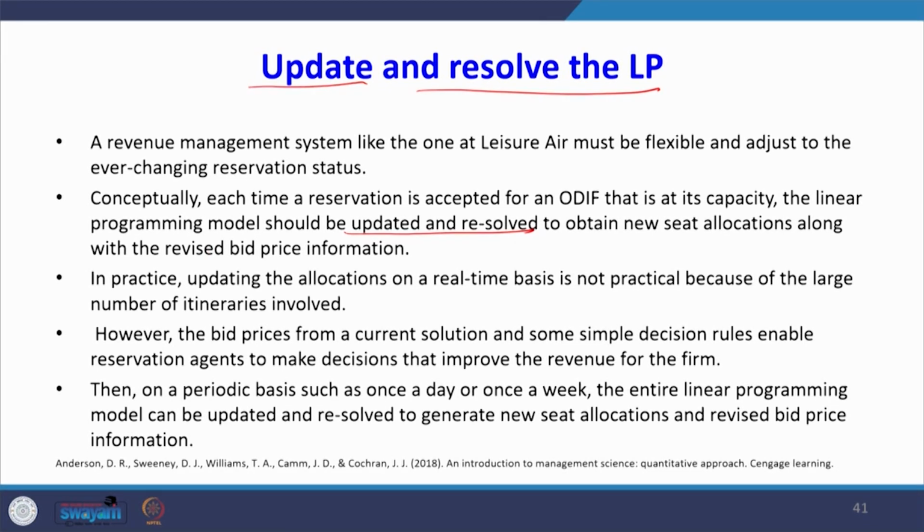Okay. So, in practice, updating the allocations on a real time basis is not practical because of the large number of itineraries involved. However, the bid prices for the current solution and some simple decision rules enable reservation agents to make decisions that improve the revenue for the firm. Then on a periodic basis, such as once a day or once a week, the entire LP model can be updated and resolved to generate new seat allocations and revised bid price information.